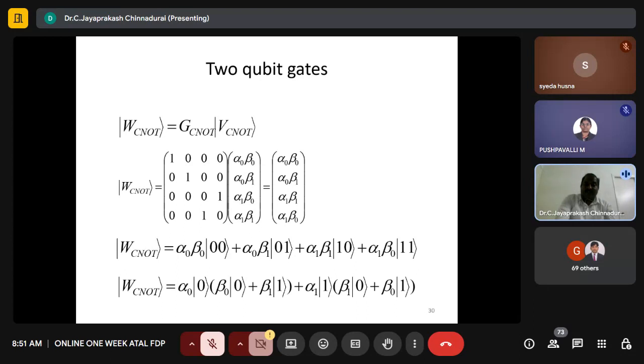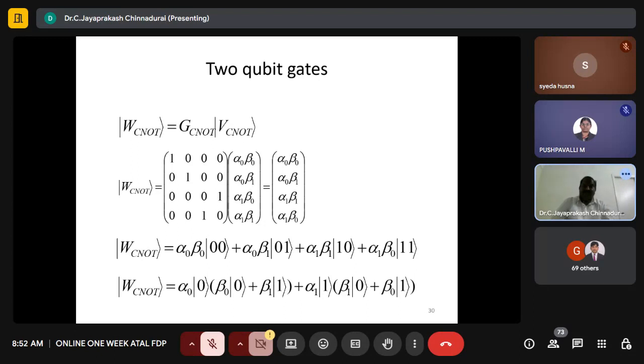So the output w c naught equals g c naught, whose value we already know, 1 0 0 0, 0 0 1 0, 0 0 0 1, 0 1 0 0, product with v c naught. V c naught, we discussed in previous slides, is alpha 0 beta 0, alpha 0 beta 1, alpha 1 beta 0, alpha 1 beta 1. If you make this product, we have the output alpha 0 beta 0, alpha 0 beta 1, alpha 1 beta 1, alpha 1 beta 0.